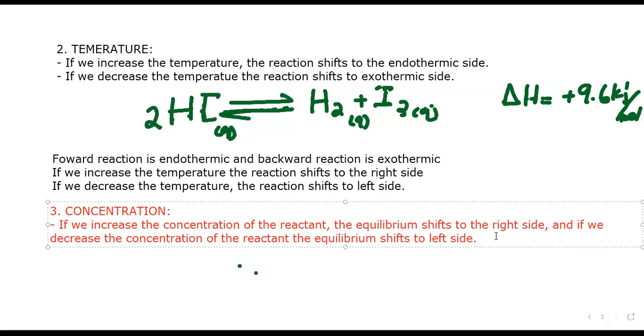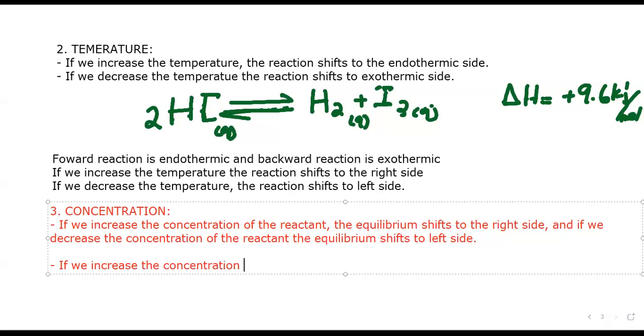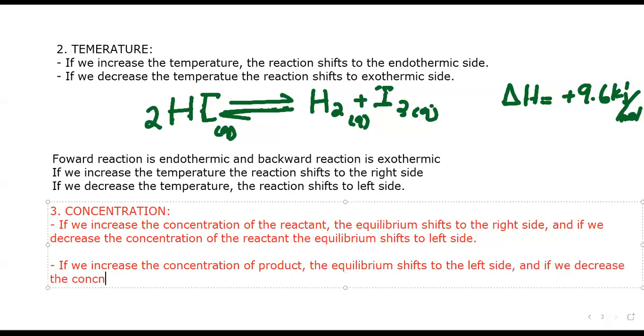Now this was about concentration of reactant. What about concentration of product? If we increase the concentration of product, the equilibrium shifts to the left side. And if we decrease the concentration of the product, the equilibrium shifts to the right side. Again, same principle.